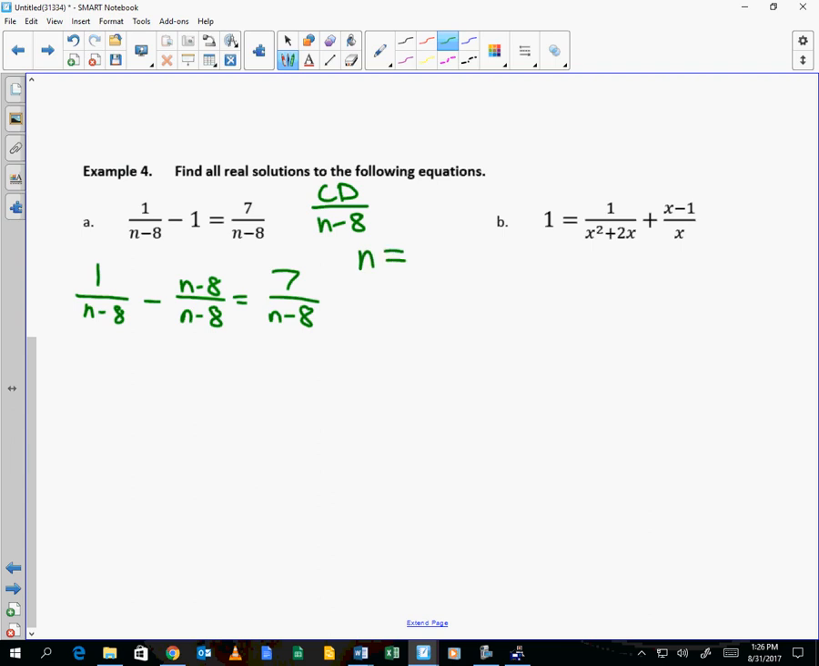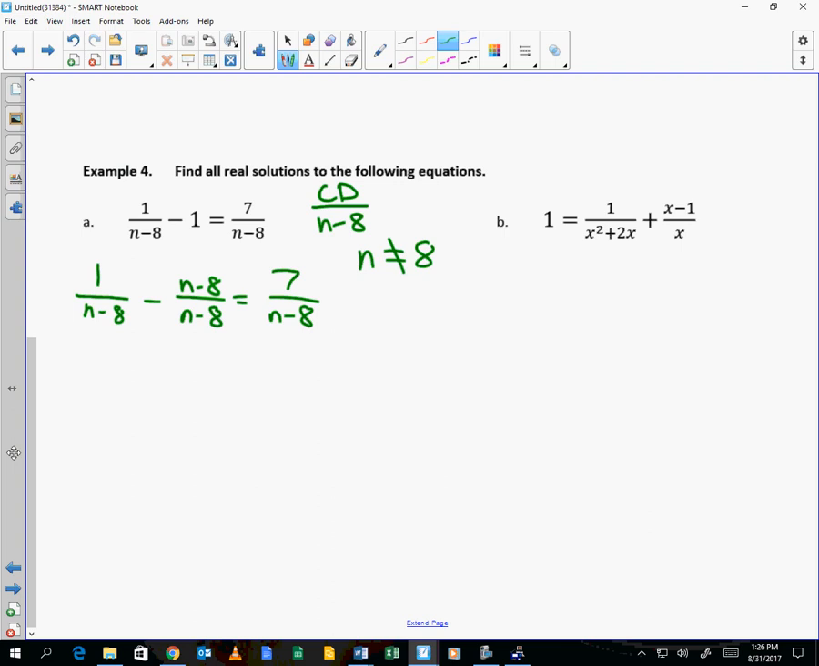There's a certain value that n cannot be equal to. Why 8, Grace? Right, it will end up with 0 in the denominator. So as long as we understand that n cannot be 8, we're okay with just ignoring the denominator.